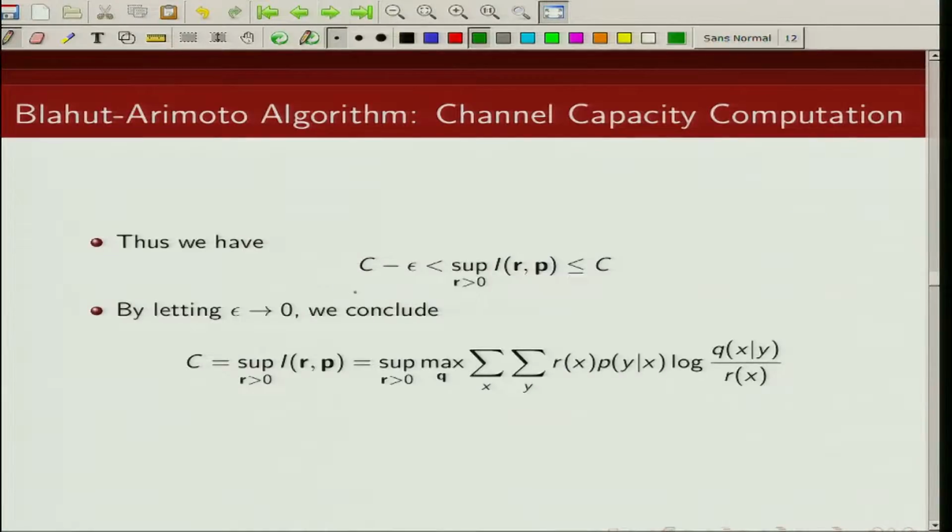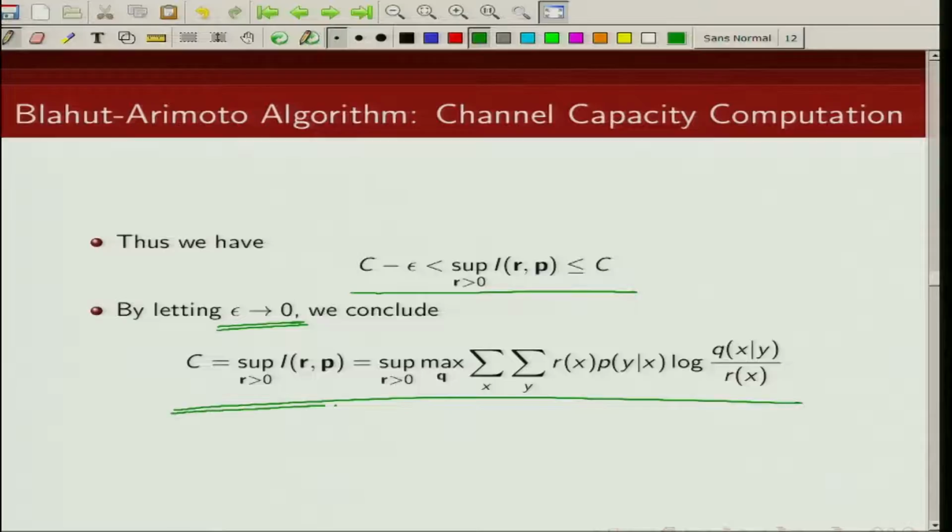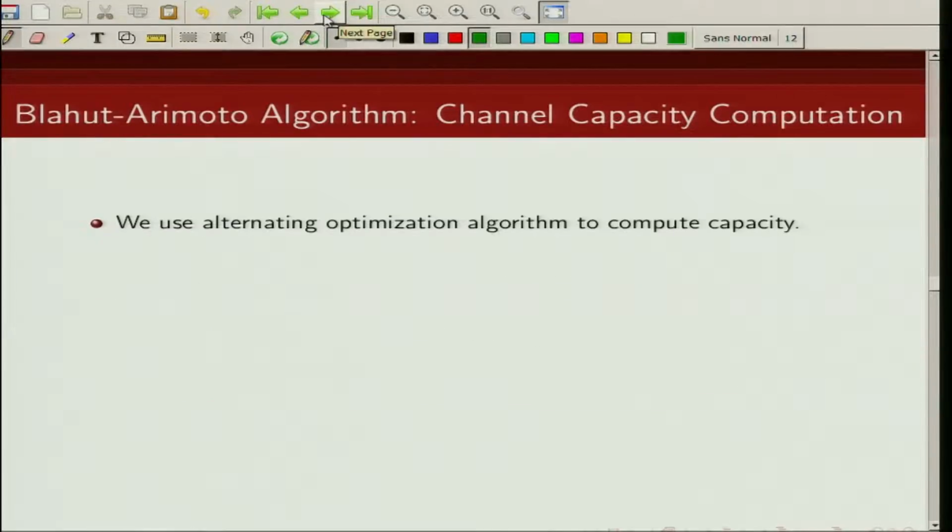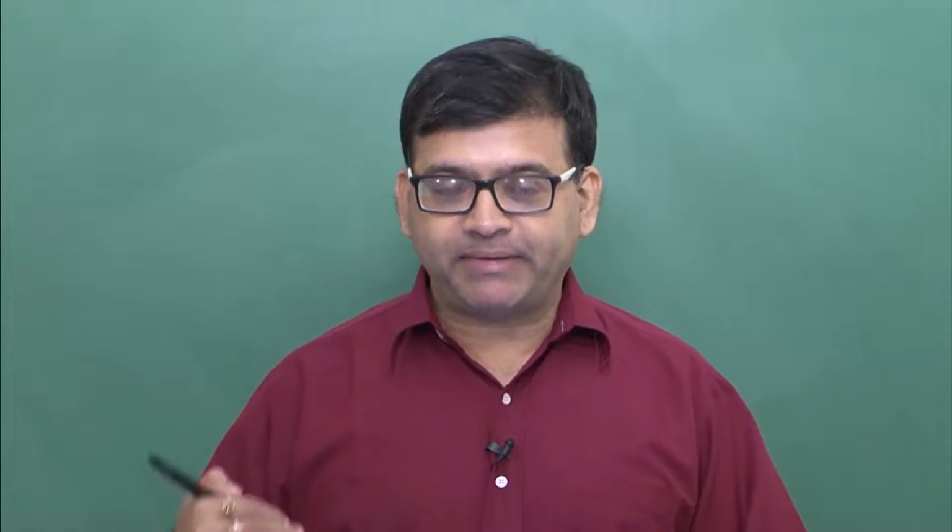So we have this. Now if we let epsilon go to 0, we get the expression for capacity as this. Now let us see how we are going to use the alternating optimization algorithm to compute the channel capacity.